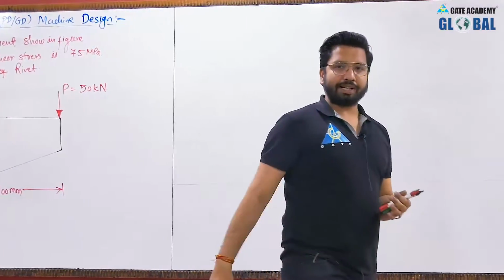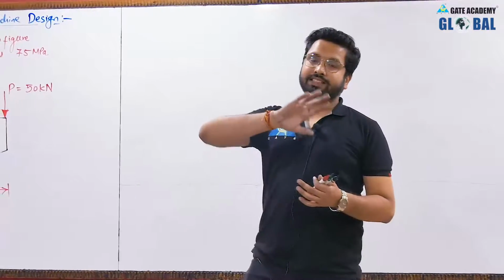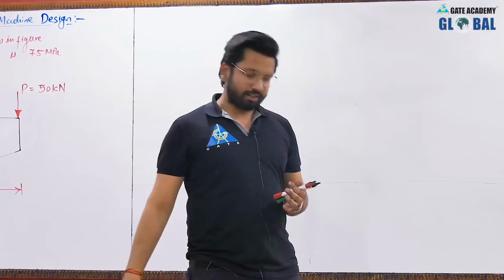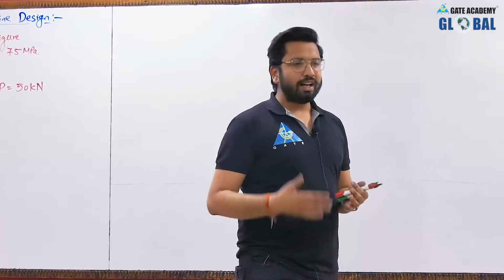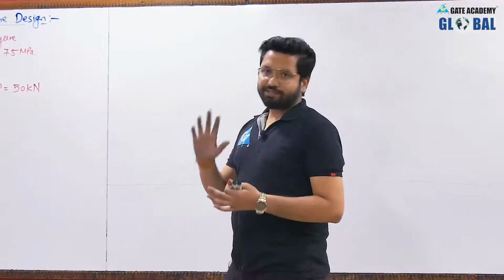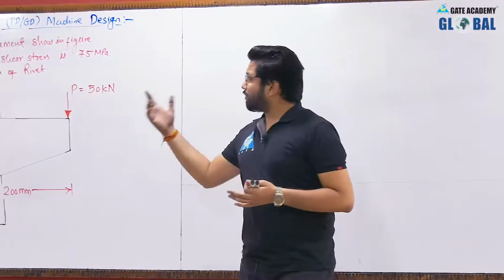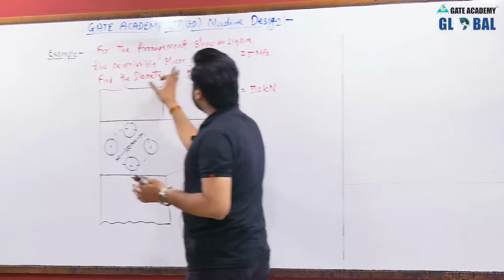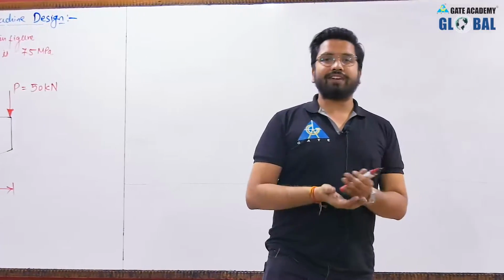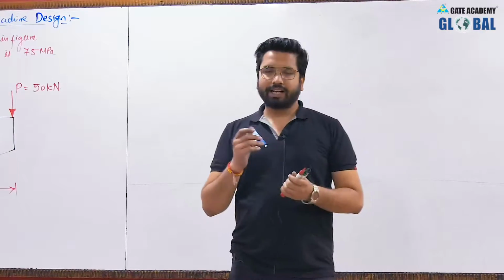Previously I have mentioned, if you have seen the lecture properly, that only shear failure will take place in the case of an eccentrically loaded rivet. We will not be considering crushing and tearing. So the shear stress will be the primary stress considered while designing, and the permissible shear stress will be given in the problem if the diameter of the rivet is to be calculated.